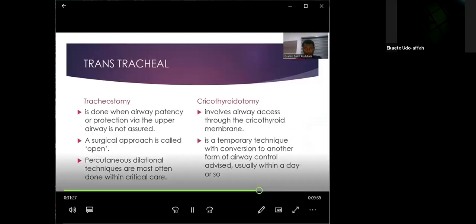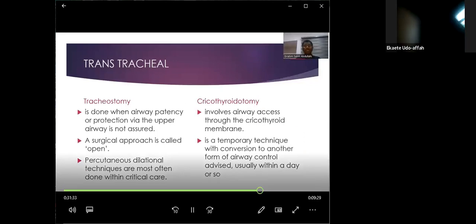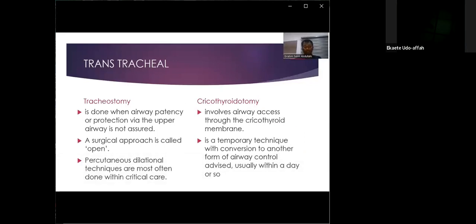So now the transtracheal access, which is the fifth approach to airway management. And this is where we have cricothyroidotomy and then tracheostomy.